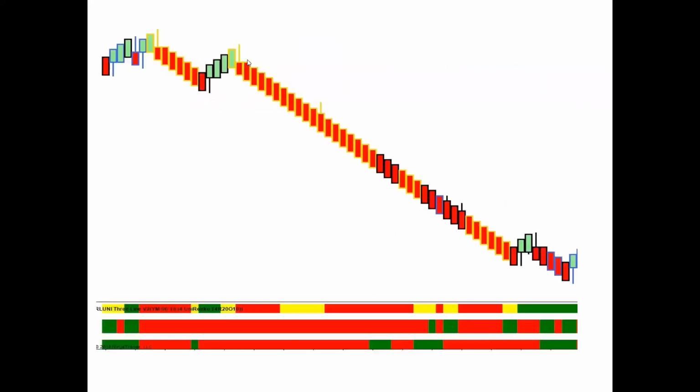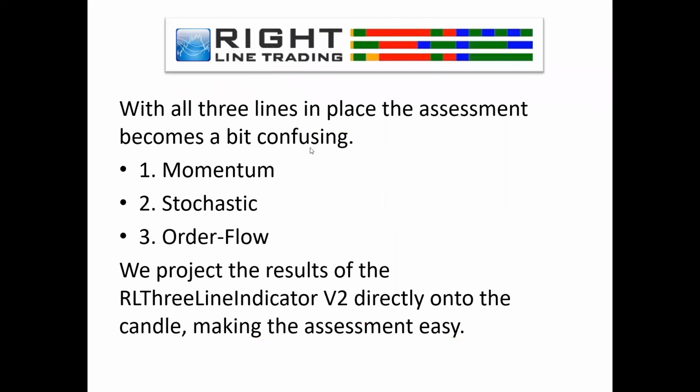So now we have three lines. And you can see that it's very, very difficult to make an assessment. This happens to be the Dow. So what we do is this. With all three lines in place, the assessment becomes a little bit confusing.